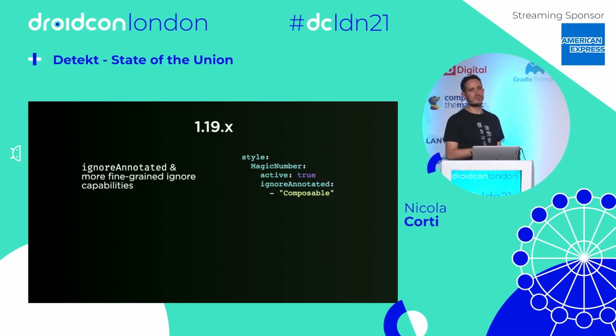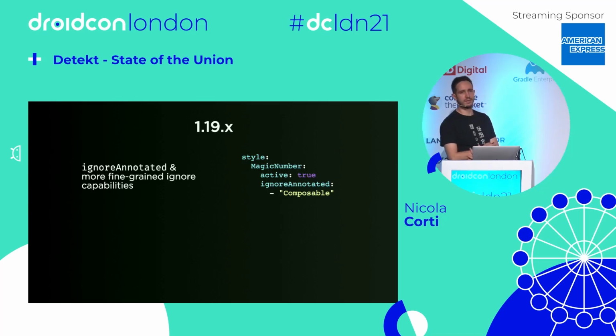Why is this important? Because, for example, magic number, especially now with Jetpack Compose, where a lot of the layout code moves from the XML to the Kotlin code, you end up having numbers in your code. While magic number is still valid for most of your business logic, it might not be reasonable to have it in all of your composable functions. So you can say, if there is a composable annotation, just ignore this rule there.